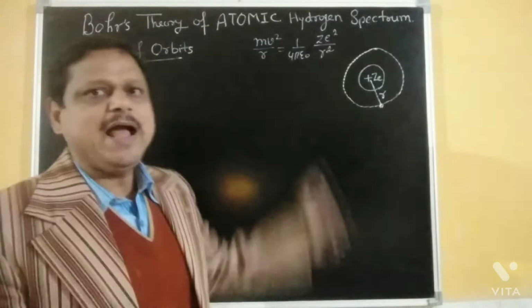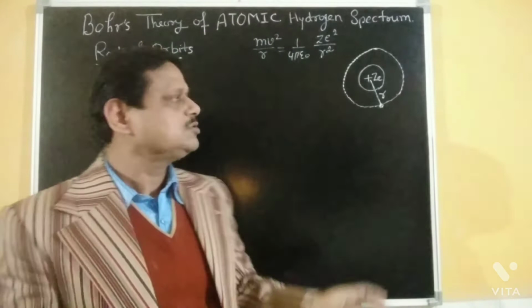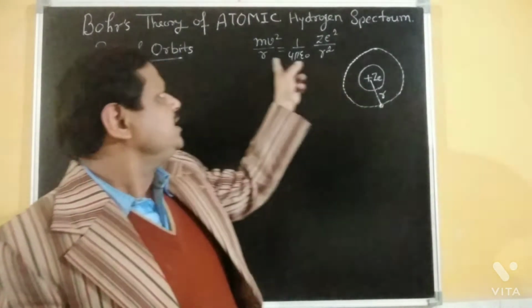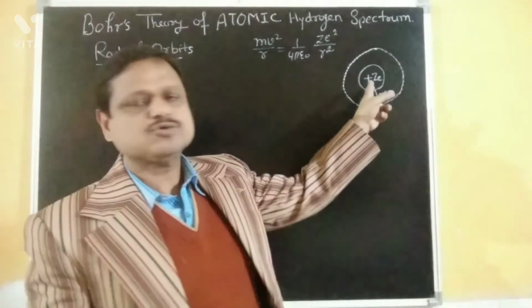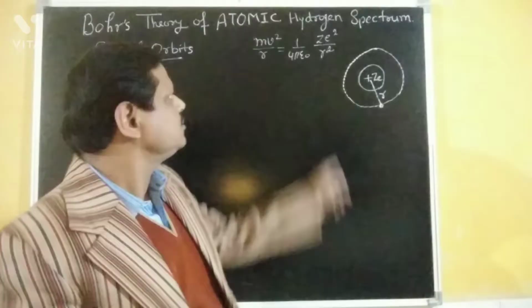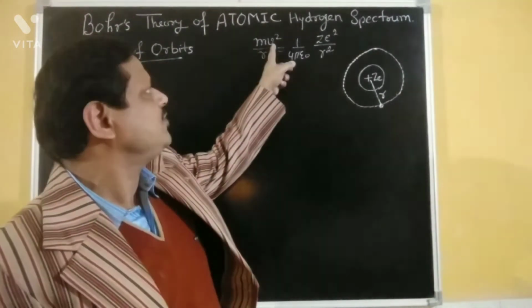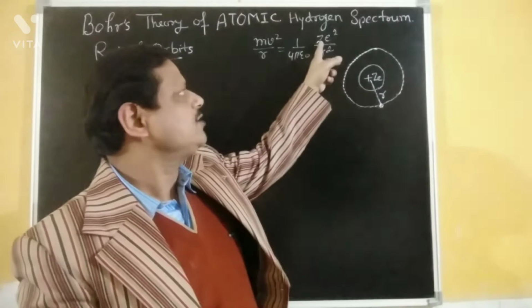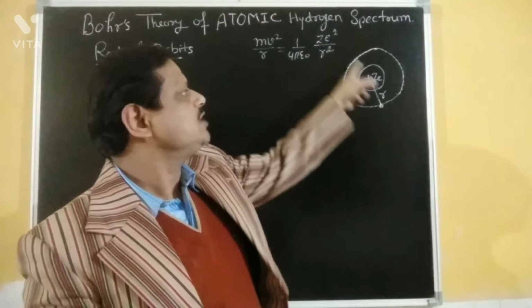Remember the first postulate: mv square upon r, the required centripetal force for circulating the electron, is equal to the electrostatic, that is Coulomb electrostatic force. Here m is the mass of the electron, v is the velocity, r is the radius of the orbit, z is the atomic number of the nucleus, and e is the elementary charge.